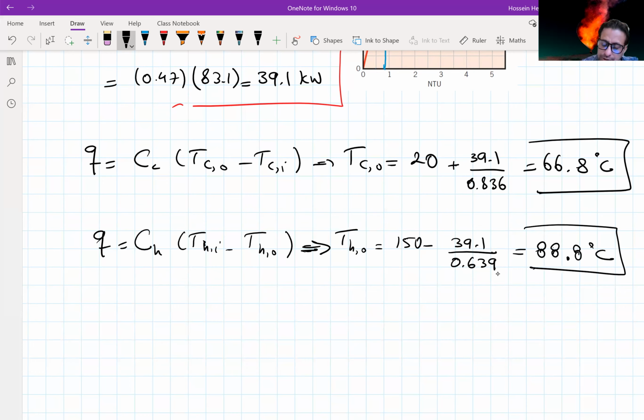So we can cool down the oil from 150 degrees C to 88 degrees by using a cold stream of water that enters this specific heat exchanger at 20 degrees C and goes out at 66 degrees C. And the analysis is done. No requirement for iterations whatsoever.